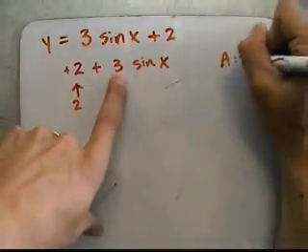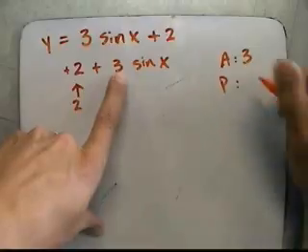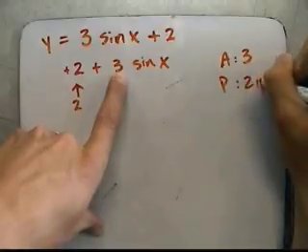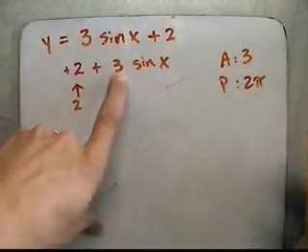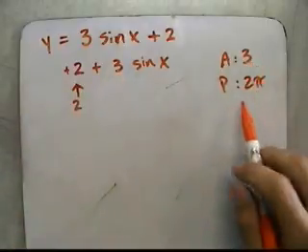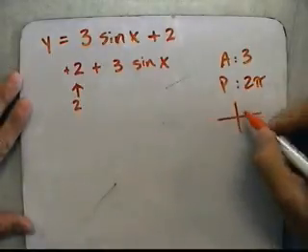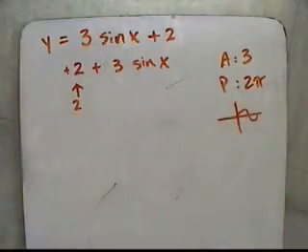Amplitude on this one would be 3, and then the period on this one would be 2 pi over 1, so 2 pi. Everything else is still the same. So amplitude is 3, and our period is going to be 2 pi still. If I were to do the sine function, I would do a little mini sine function. The sine graph looks like that, and there are those 5 key points that you want to find.